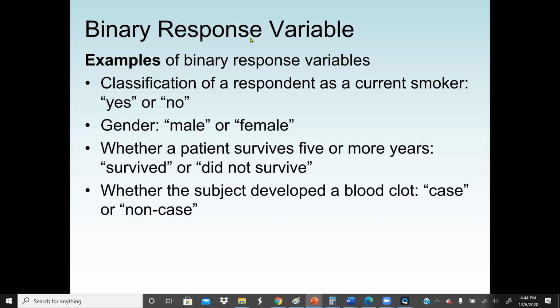So a binary response variable means the possible answer we can get is only two: either true or false, male or female, yes or no, positive or negative, classified or non-classified. Cancer can be benign or malignant, that's non-cancerous or cancerous. Whether a patient survives 5 or more years can be survive or do not survive. Whether a subject develops a disease can be case or non-case. Only two possible outcomes, so it's a binary response variable.